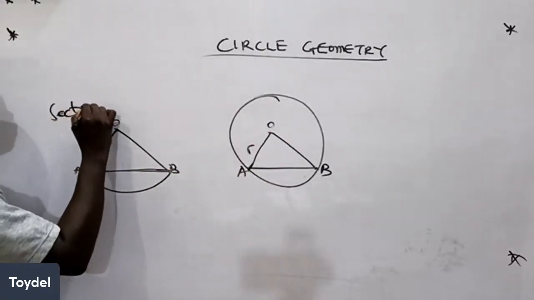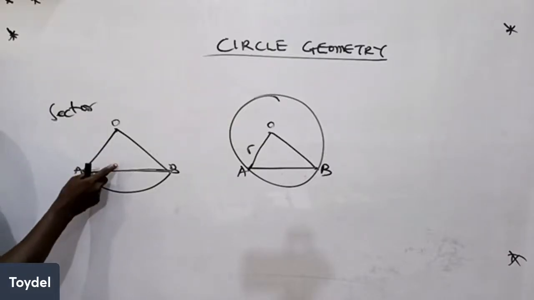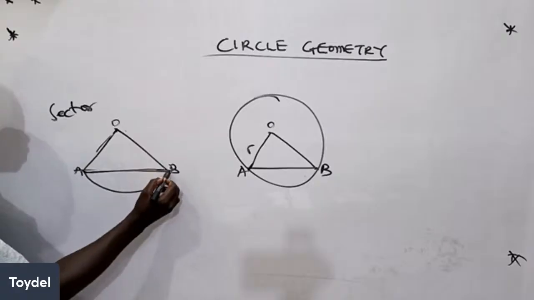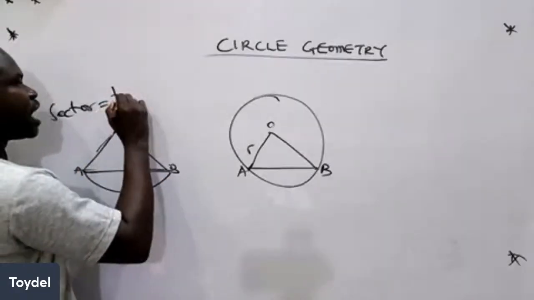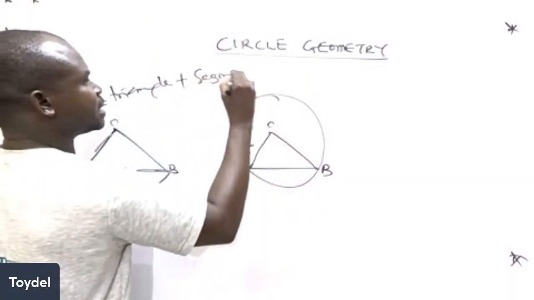A sector comprises two things. In a sector, we have a triangle, this upper one is called the triangle. Then we have a segment. So a sector consists of a triangle plus a segment. That's what you get in a sector.